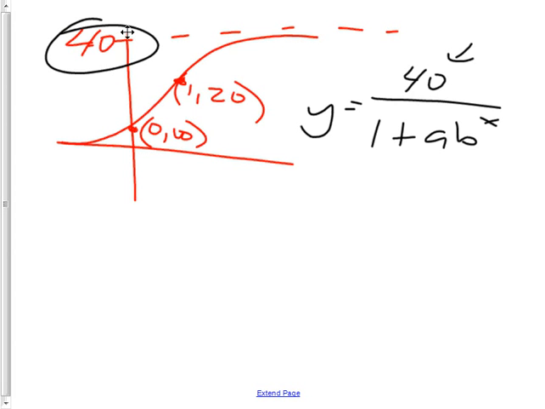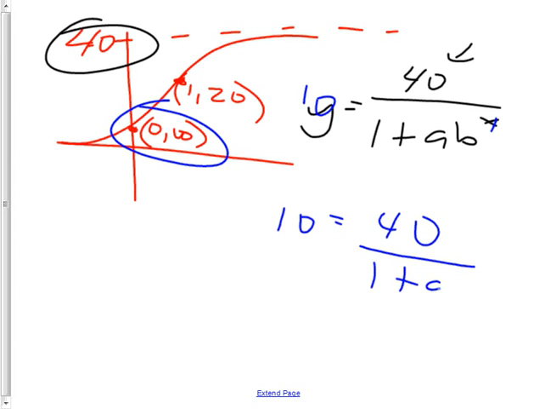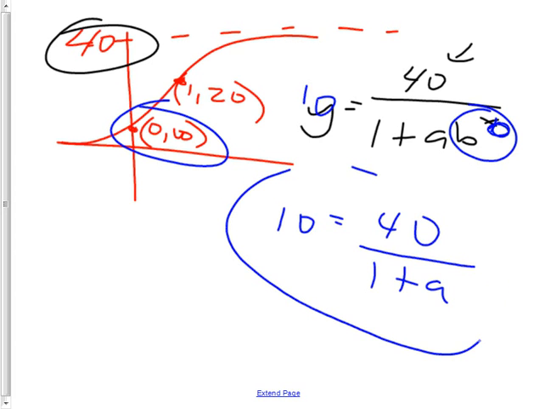Next thing, the value. I'll put in a 0 here and a 10 here. Sorry, 0, comma 10, not 1, comma 10. And I'll get 10 is 40 over 1 plus a, because b to the 0 drops out, so now I'm down to just this.